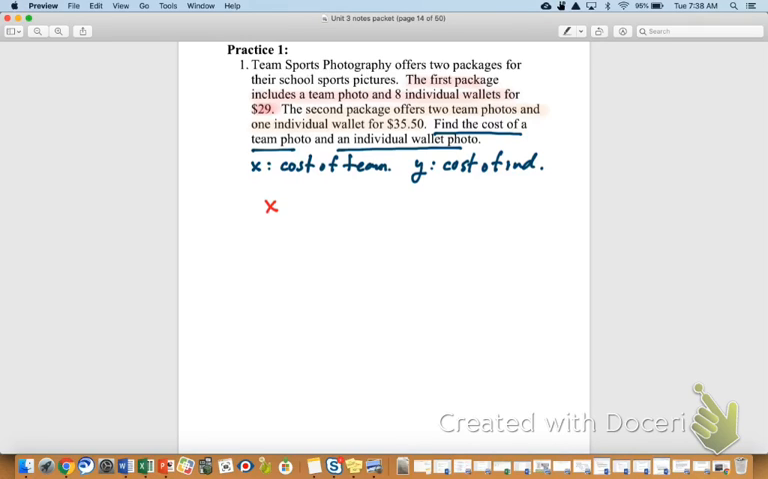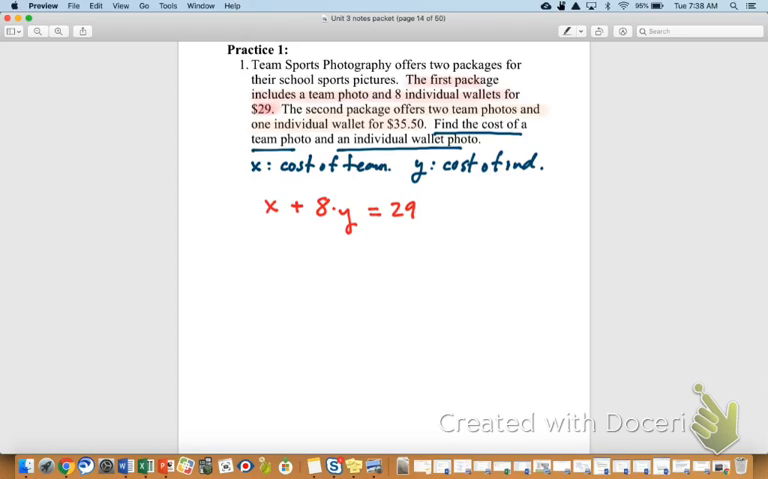And it also involves 8 individual wallet photos. So I'm going to say that the cost of all of that would be 8 times y. If you have 8 of them and they each cost y, well then the total cost would be 8 times y. To get the total cost of the whole package, I'm going to add these two, and I'm told that that total cost would be $29.